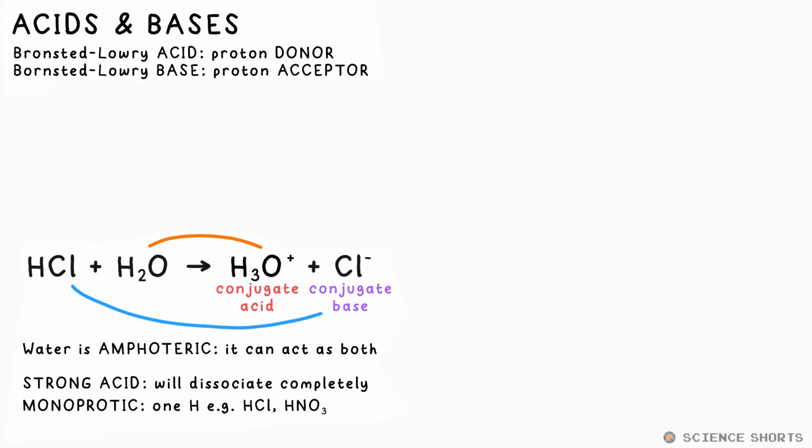Hydrochloric, nitric, and sulfuric acids are all strong acids. They completely dissociate when in solution. We say sulfuric acid is diprotic, as it has two H+ ions to donate, whereas the others are monoprotic.